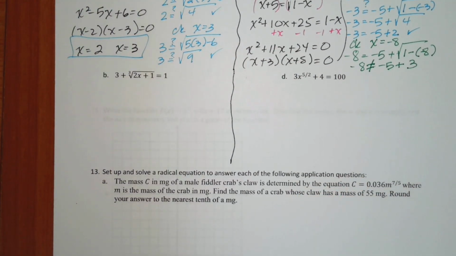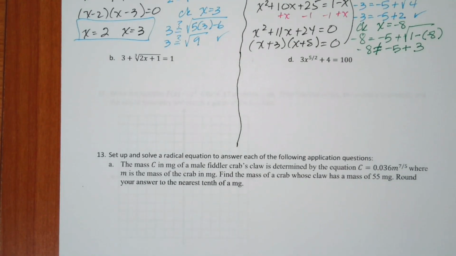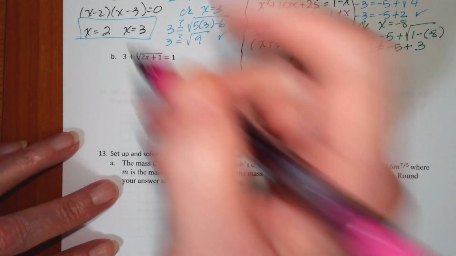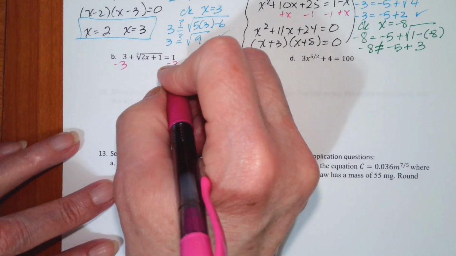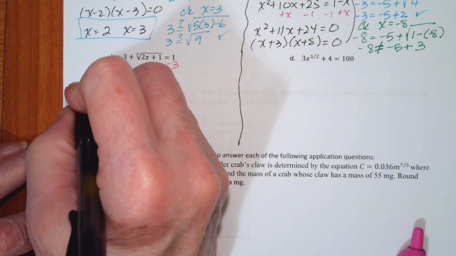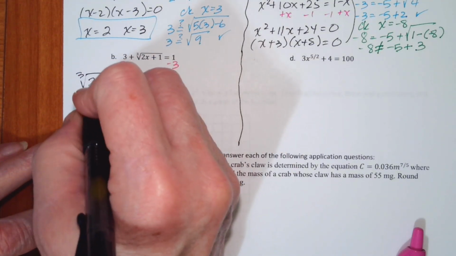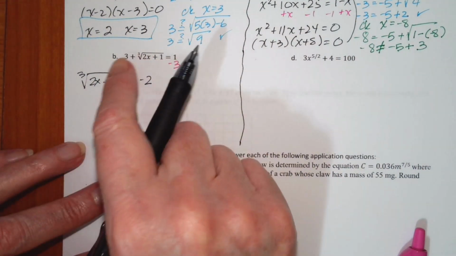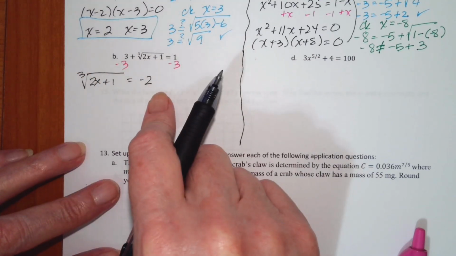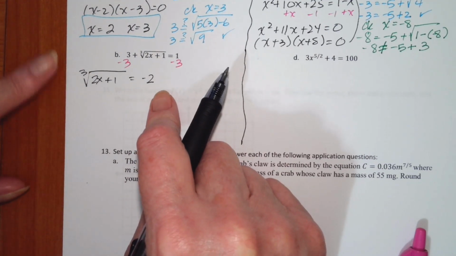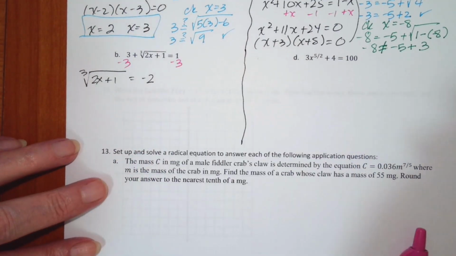Okay, so now I've got a cube root. All right, so it's the same thing. I'm going to isolate the radical and then take the whole thing to the power of the index. So I am going to subtract 3 from both sides. And that gives me the cube root of 2x plus 1 is equal to negative 2. Now, since this is an odd index, it can be positive or negative. So you can't just say no. If it was a square root, you could just say right here, no, this isn't possible.